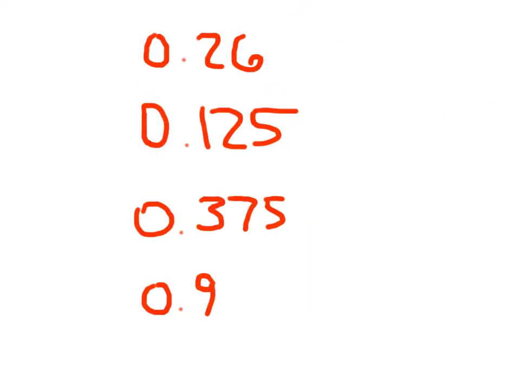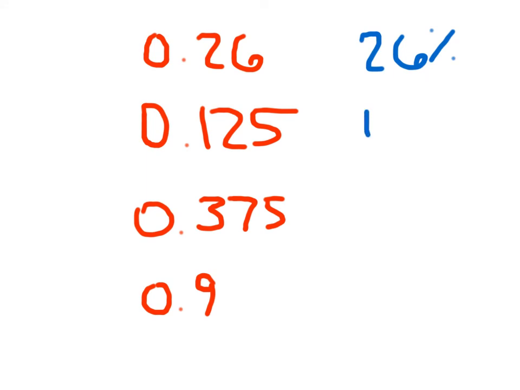Please take a moment to copy these decimals down, and I want you to go ahead and write them as percentages, so that 26 hundredths, 0.26, is 26%. Rewrite the rest of them as percentages. Hit pause.